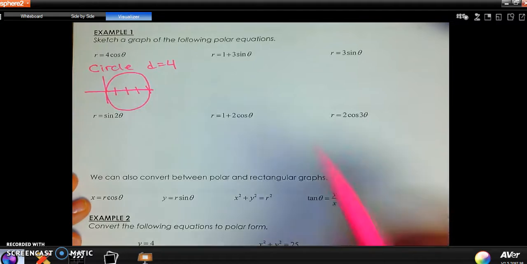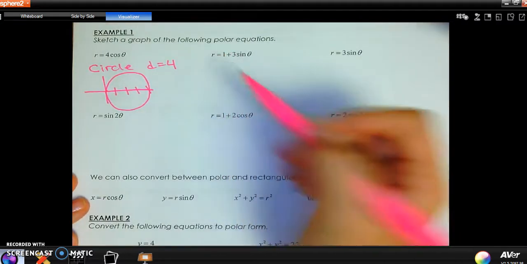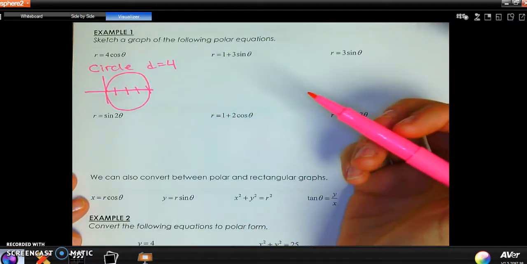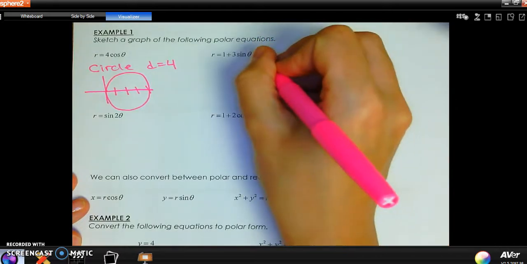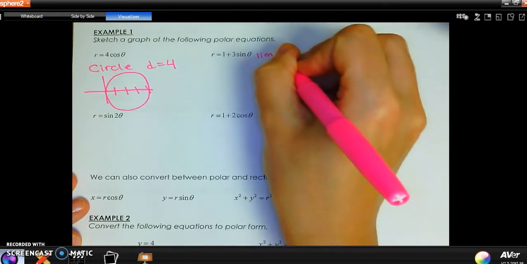Okay, so this has that A and B with that plus sign in there, so this is definitely going to be a limaçon. Okay, so I'm going to write that down.